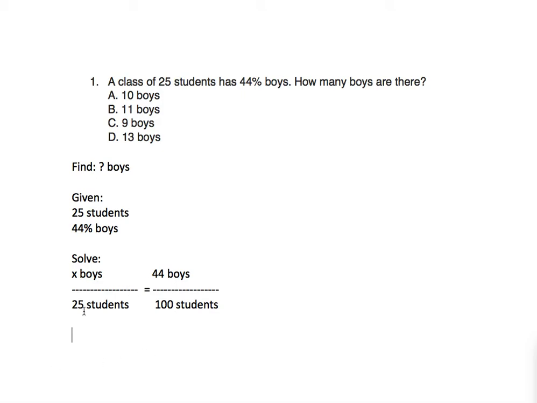So now we're going to cross multiply wherever we have two numbers across from each other. We're going to do 44 times 25, and then we're going to divide that by the number that is left. So 25 times 44, and then we divide it by whatever number we have left, which happens to be 100.